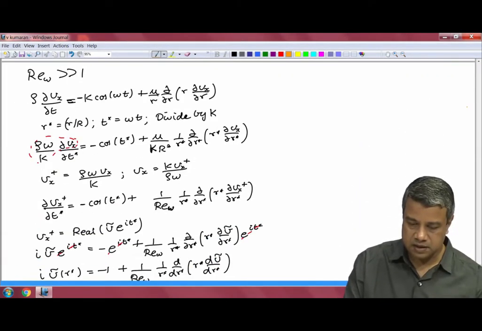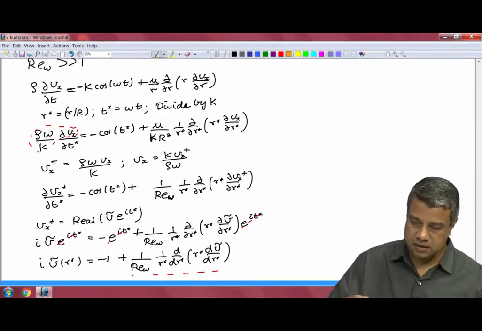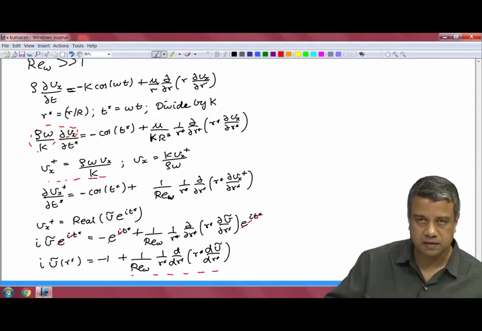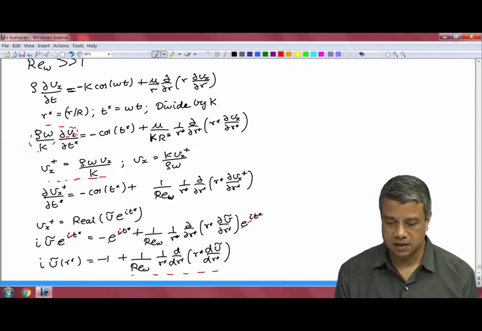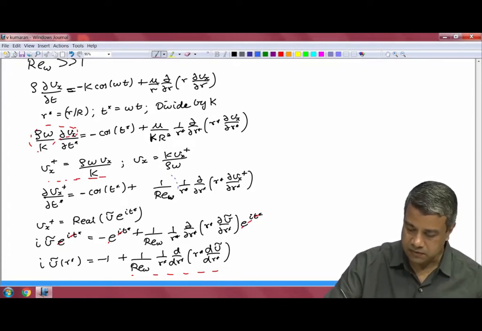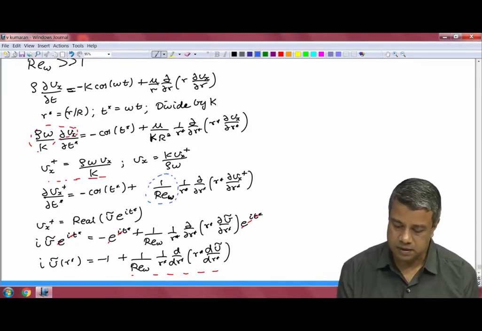Then we consider the case where Re omega is much larger than 1. We had to rescale our velocity differently, by the inertial scales, and in the equation we get the parameter 1 over Re omega multiplying the viscous term.